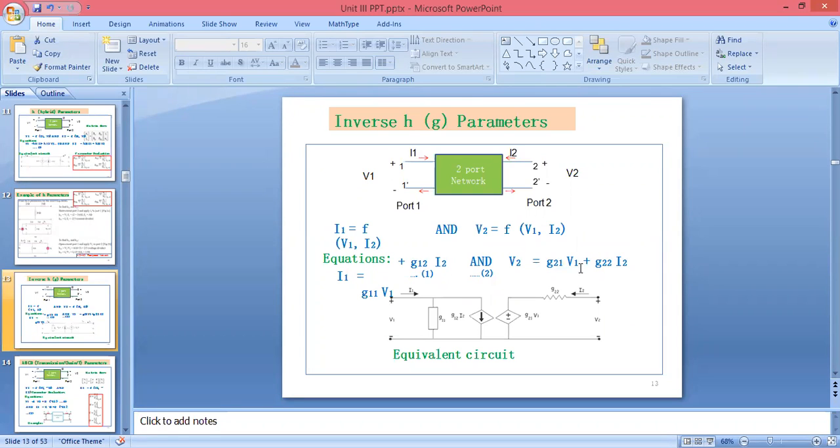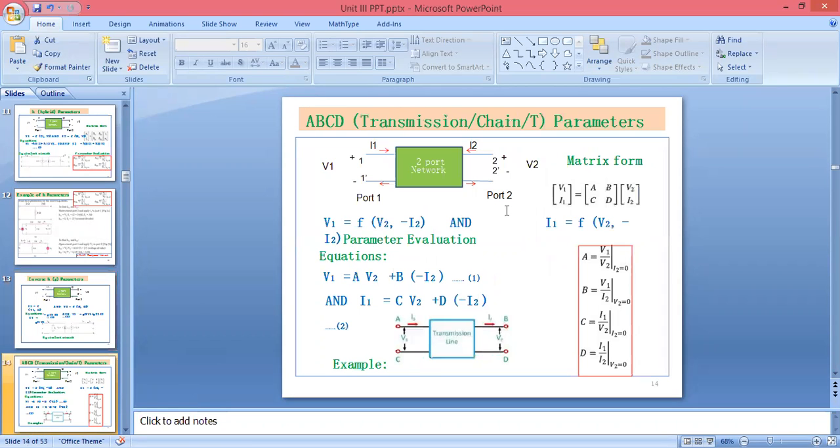If you are considering here I2 equal to 0 ampere, you will get G21 equal to V2 upon V1. Again, if you are considering I2 equal to 0 ampere, you will get G11 equal to I1 upon V1. Accordingly, you can make the equations for G12 and G22.